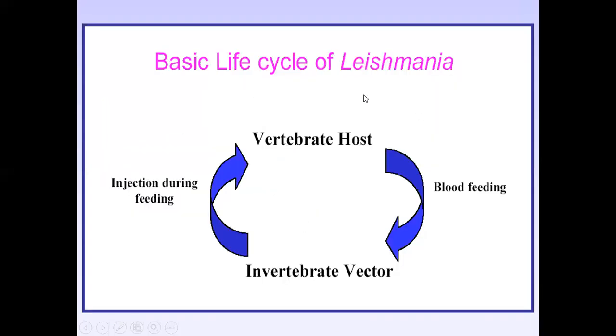The basic life cycle of the Leishmania circulates between the vertebrate host and the invertebrate vector. That is the host and the sandfly. So the sandfly feeds on the blood of the host, takes up the forms, and then the promastigote forms are going to be injected during feeding into the host. So it's a very simple life cycle alternating between the vertebrate host and the invertebrate vector.